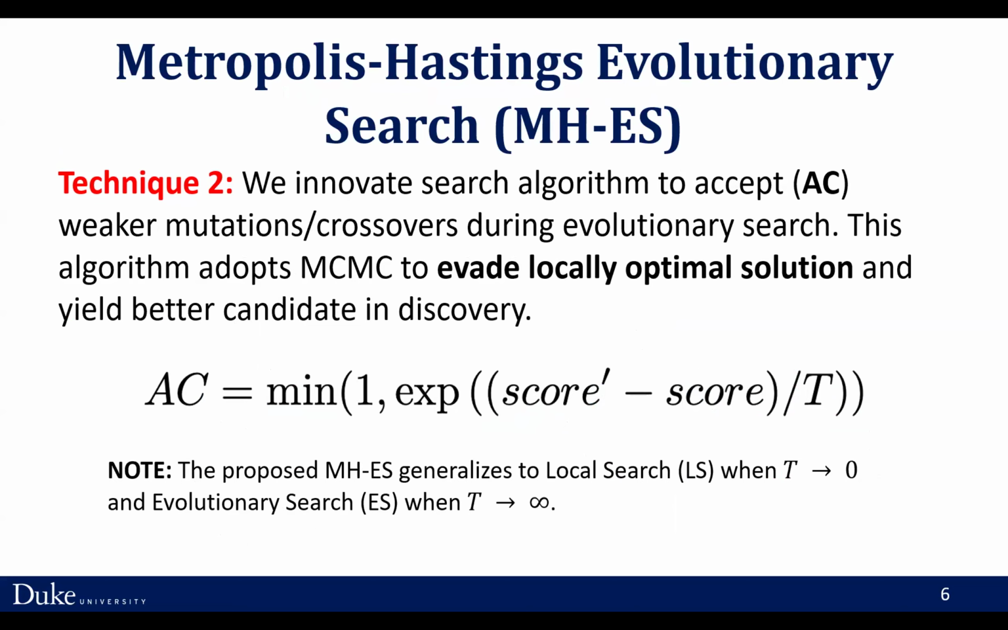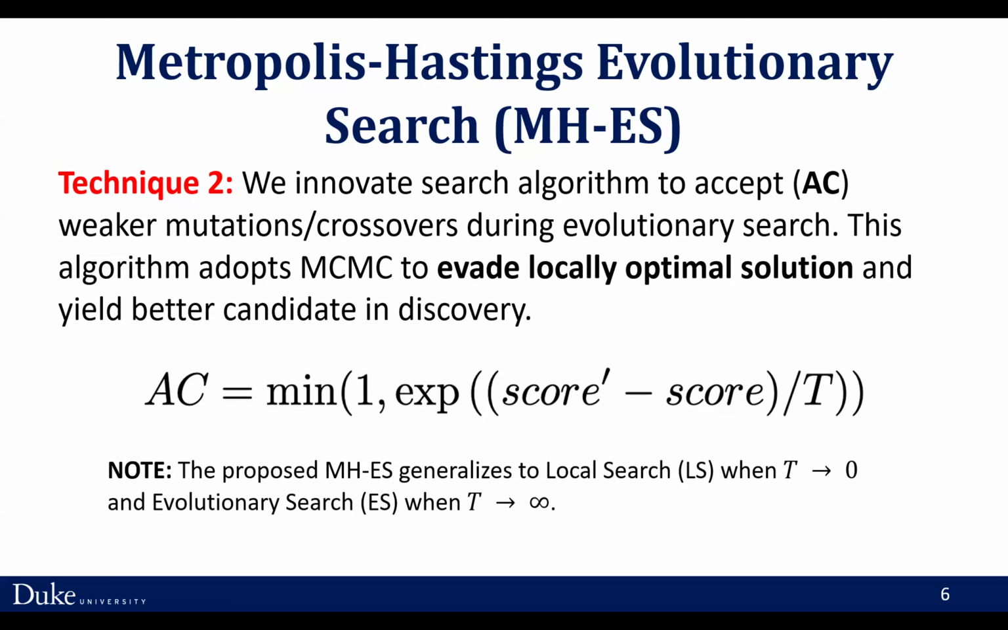The second technique is the Metropolis-Hastings evolutionary search, which is an improved version of regularized evolution. The idea behind MHES is that during regularized evolution, we typically accept the stronger mutations because we deem them better, and we keep them within the whole population to evolve towards better solutions. However, in MHES, we define a more quantitative approach to accept weaker solutions with a certain probability, and use the temperature to gradually anneal the search process and evade local optimal solutions for better candidate discovery.